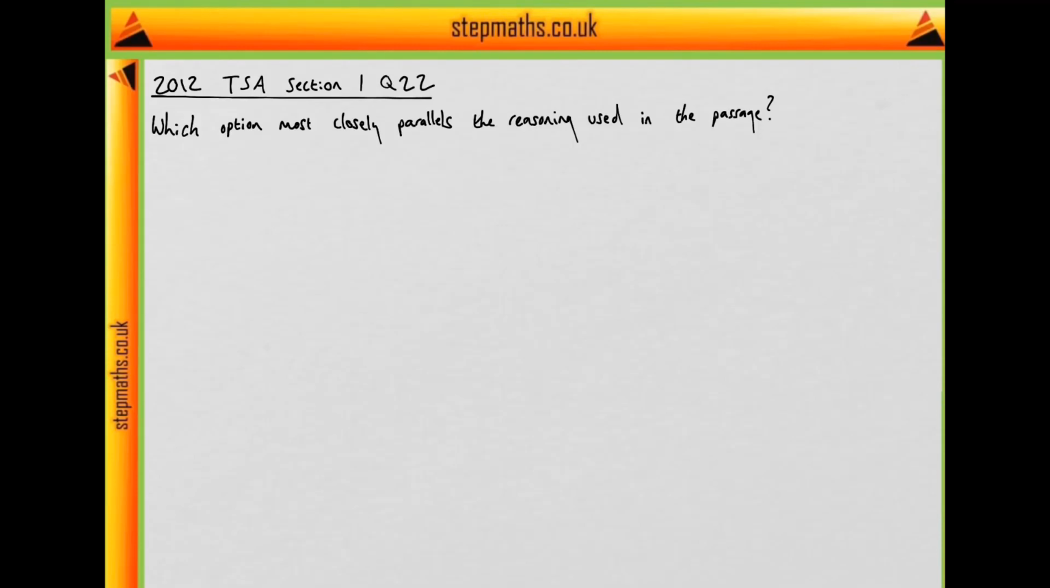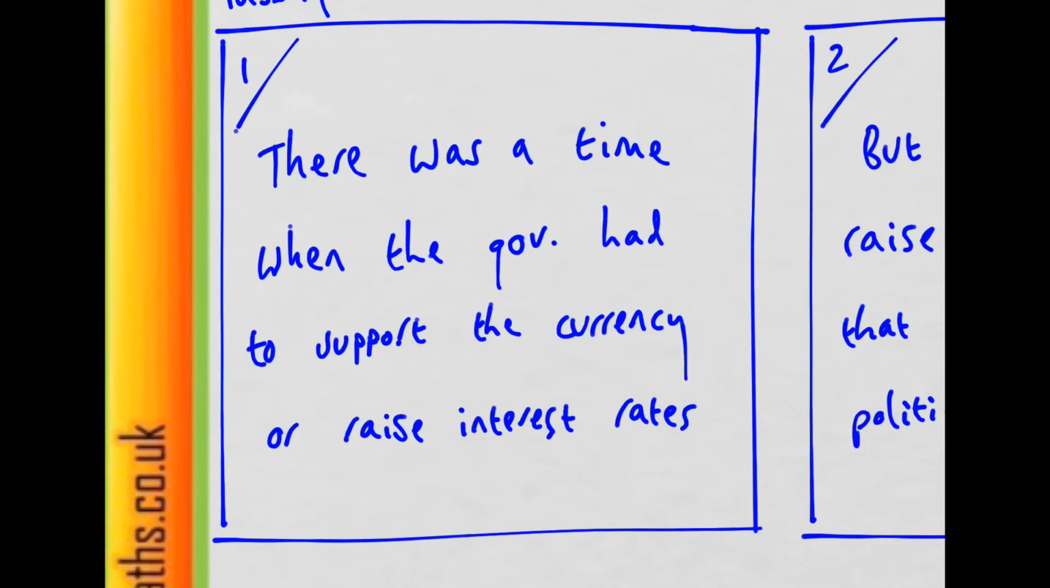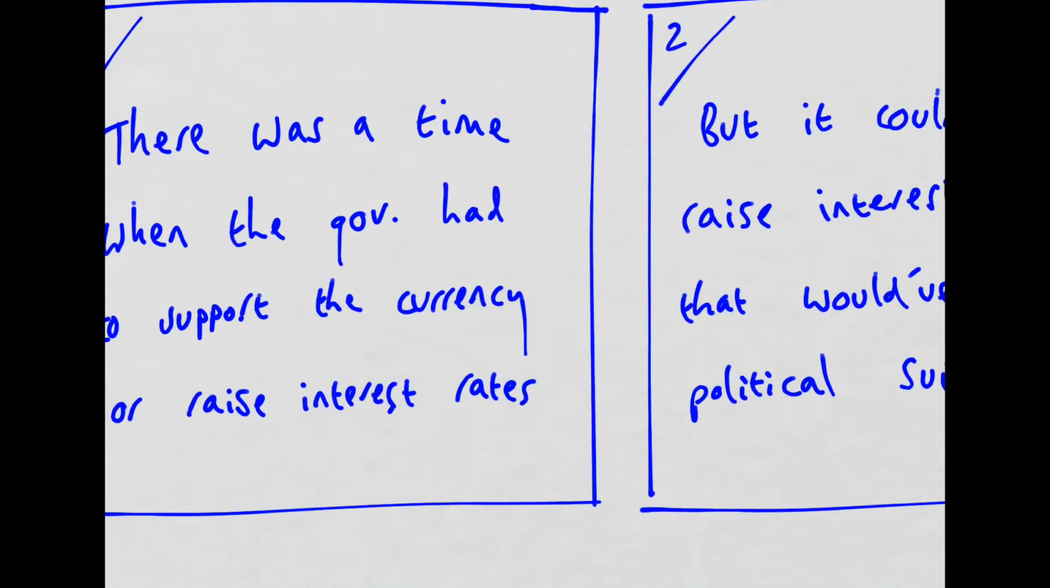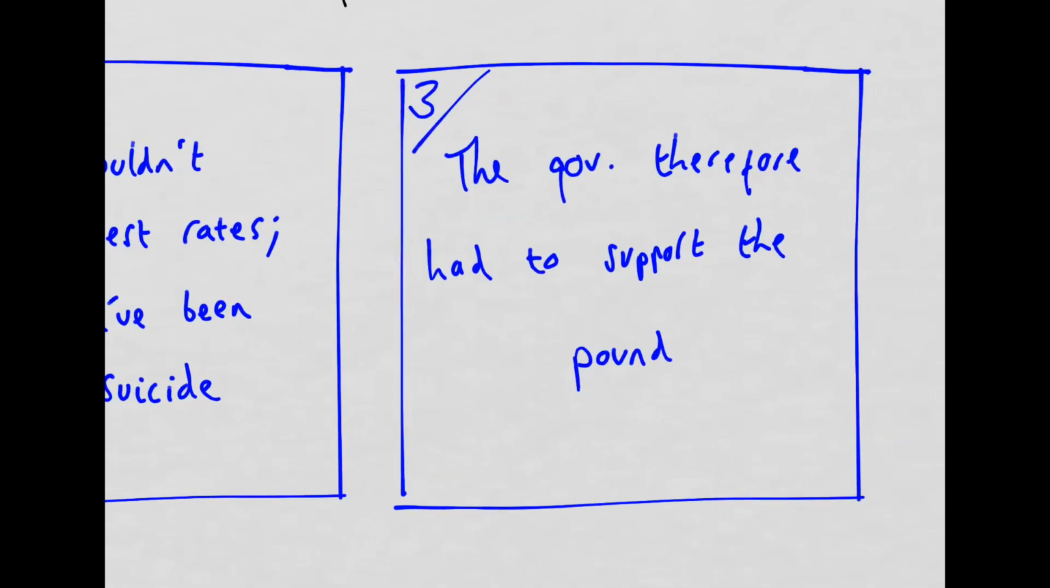This video is on question 22 of the 2012 TSA, and here we're asked which option most closely parallels the reasoning that's used in the argument. So this is the passage that we're given. We're first told that there was a time when the government had to support the currency or raise interest rates. It had to make this decision. But it couldn't raise interest rates. That would have been political suicide. And therefore, the government had to support the currency, support the pound.